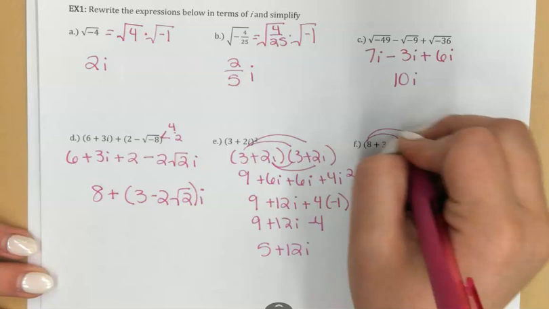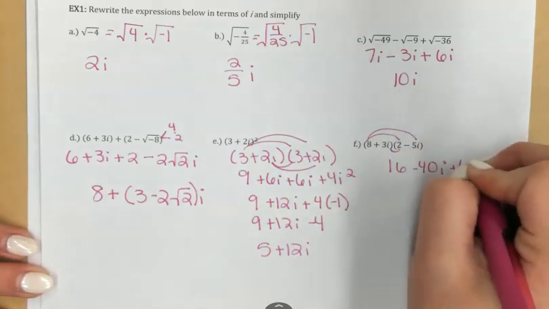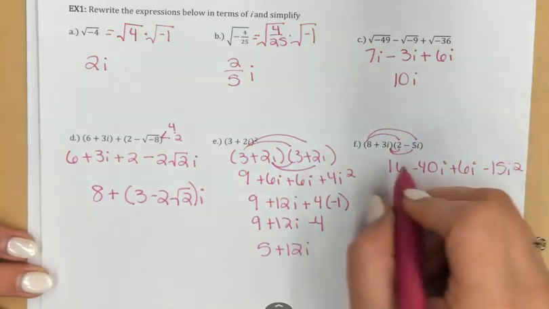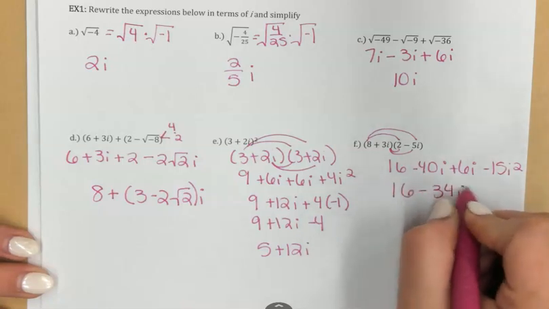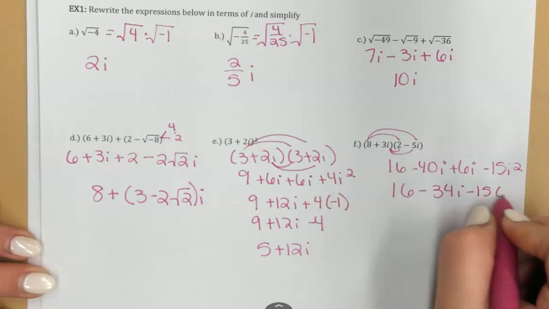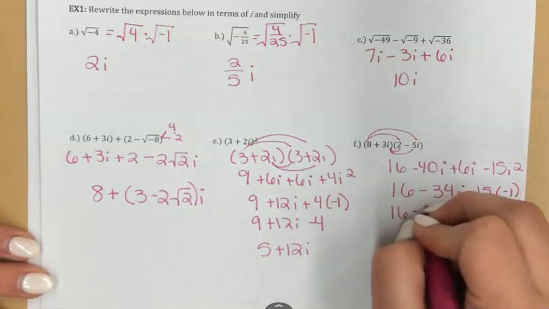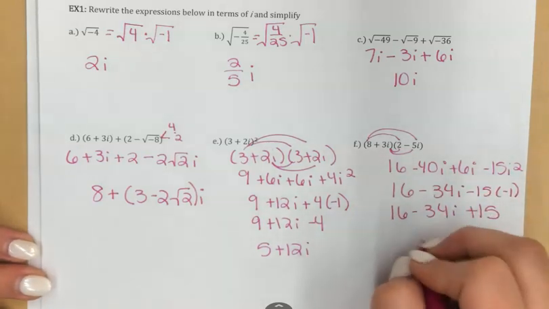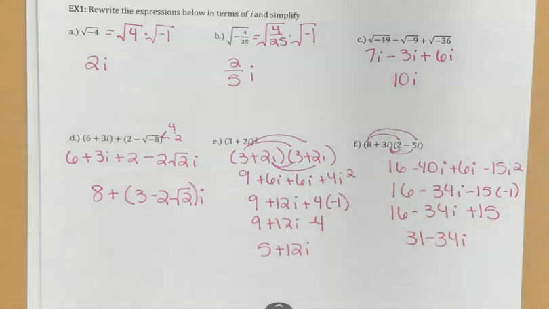On to F, I'm FOILing again. I'm going to get 16 minus 40i plus 6i minus 15i squared. So that's going to give me 16 minus 34i, and then I've got -15 times -1 because i squared equals -1. So that becomes plus 15, combining my real numbers in front. 31 minus 34i is my final answer.